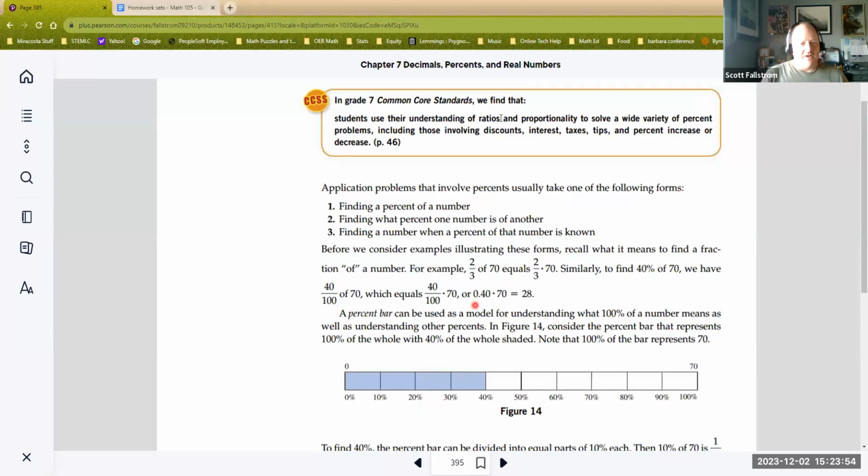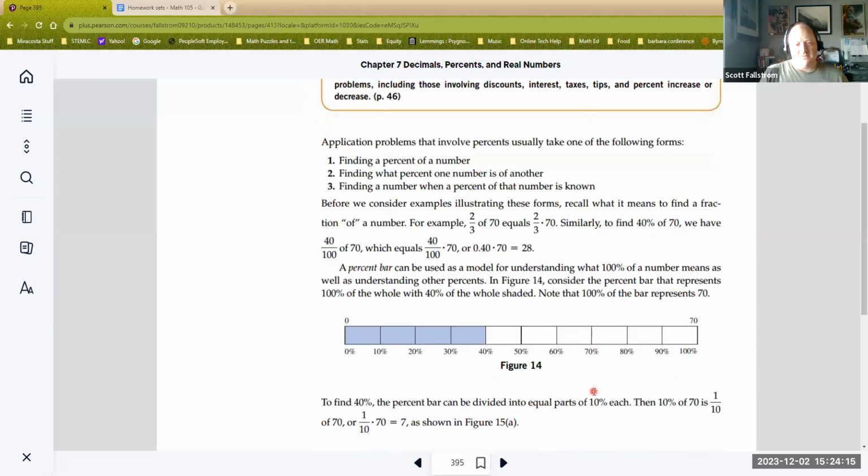These are used in realistic world situations. Interest, when you invest money and earn interest, or when you have to pay interest on a credit card or a loan. Taxes, tips, discounts at a store, percentage of increase or decrease, like on your salary. So again, a lot of different things where you'd have percentage increases or decreases.